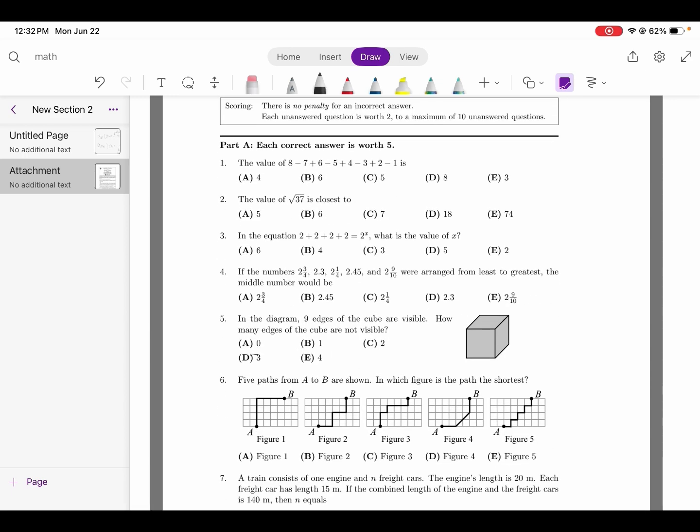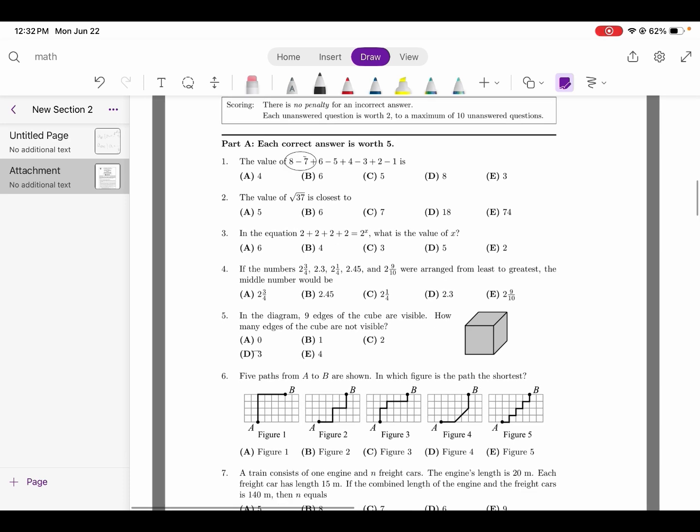Okay, so for part A, question 1, the value of whatever that is, you can just combine them by 2's, like that. So then there are 4 of these groups and all of them evaluate to 1. So the answer is 4.